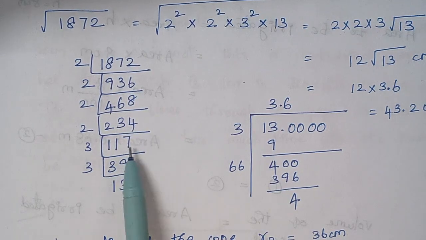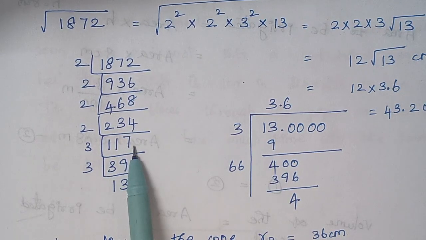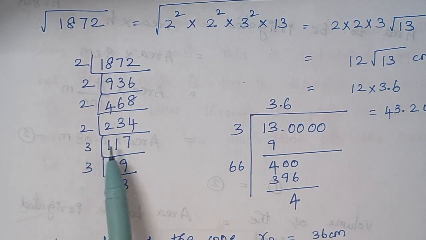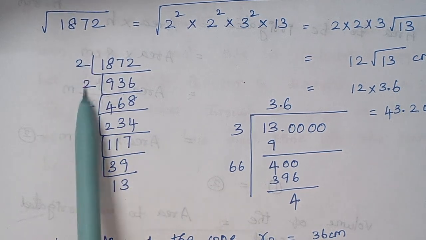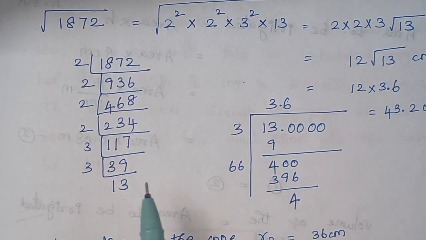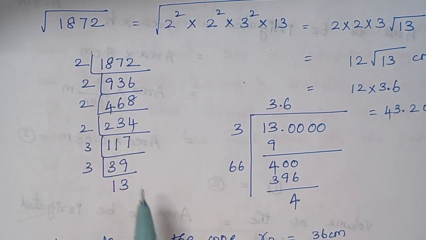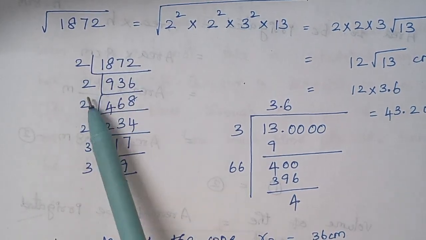So again 117. Now this 117 cannot be divided by 2. So I go to the next number 3. So it is divisible by 3. And finally you see here we have the following factors.